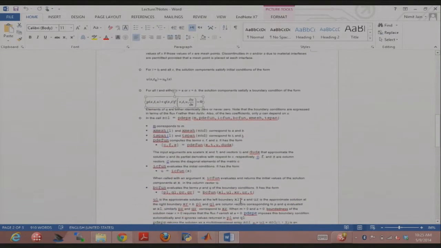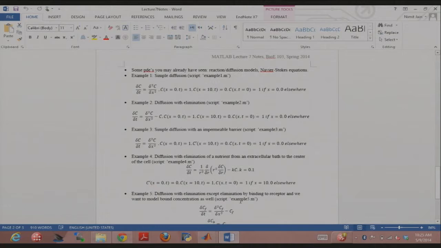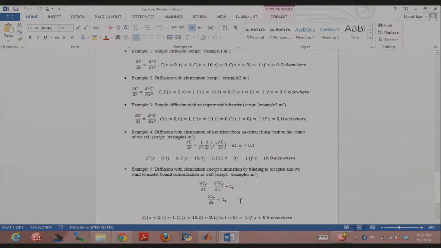Okay, fourth example. So let's now change the geometry. Right, so far we were working with linear geometry. Let's look at an example in spherical coordinates. So let's say that you have a cell inside a bath, right? And you're looking at this. The bath has some nutrient, and you're looking at how this nutrient is going to diffuse into the center of the cell, and the cell is a sphere, and what other assumptions do engineers make?